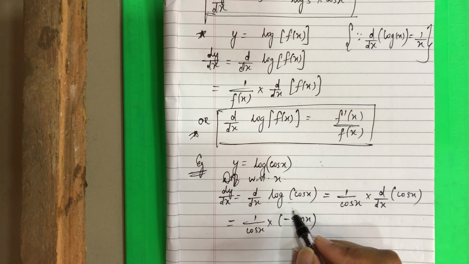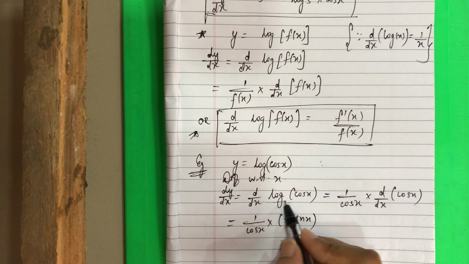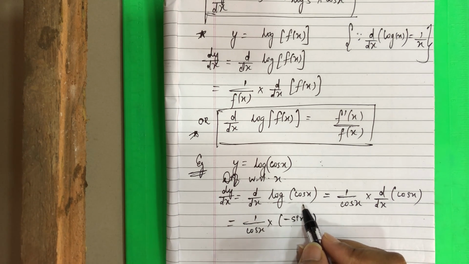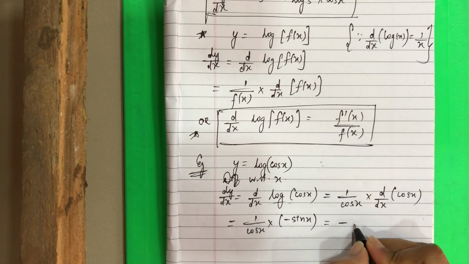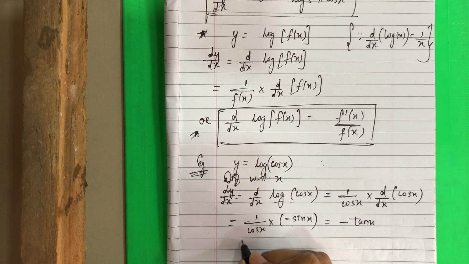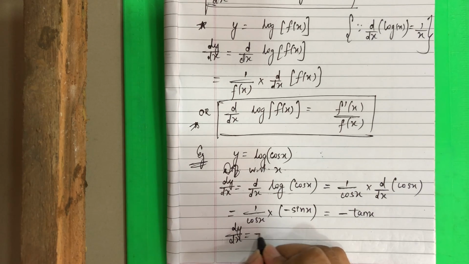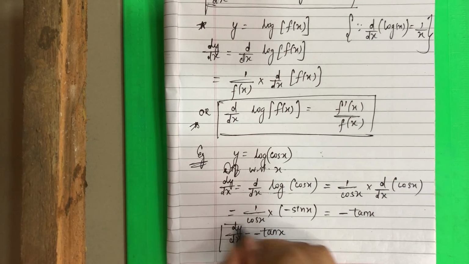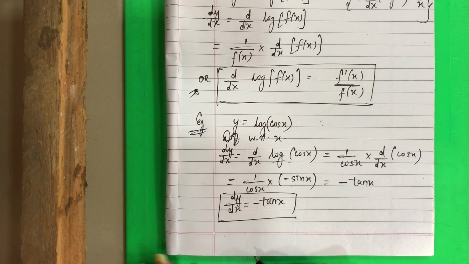Guys, please notice we need to follow the chain rule everywhere in the composite function. First differentiate the first given function and then the second function, that is fx given to you. So by ordinary trigonometry rule, we know that sin x upon cos x is tan x. So this will become minus tan x. So the derivative of this is dy by dx is equal to minus tan x. This is the answer of y is equal to log cos x.